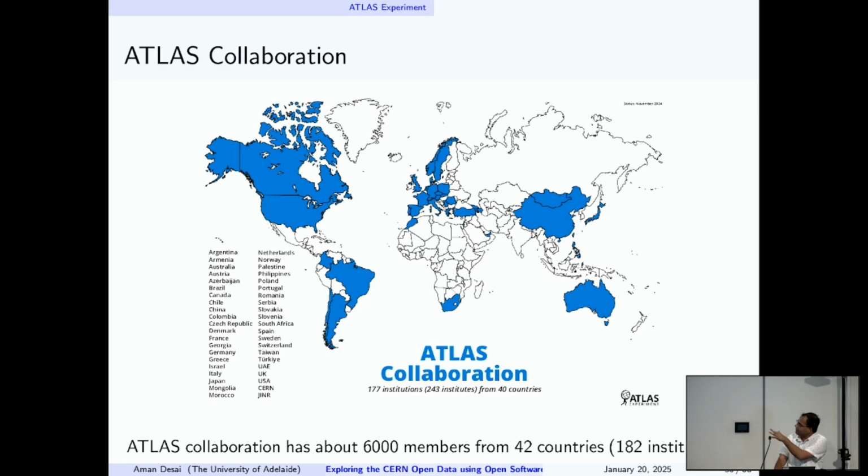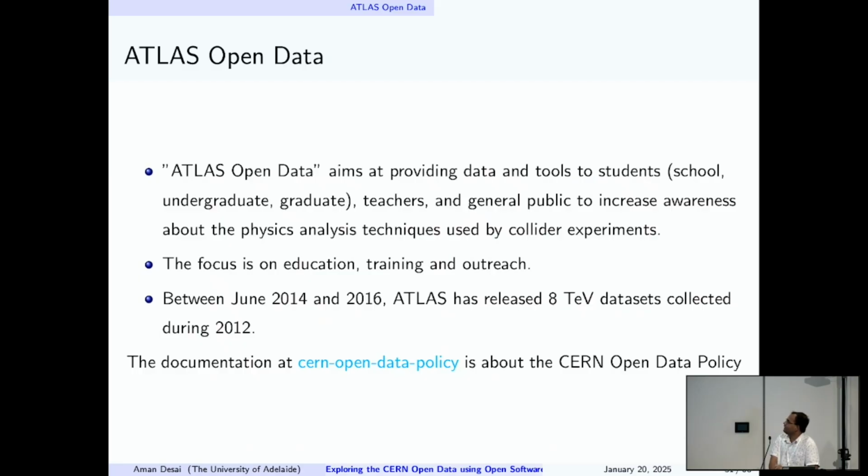It's 42. The map is a bit old. It's 1 month old, and now we have 42 countries. The aim of the open data is to provide data and tools to the public, and the idea is to increase physics analysis awareness, the focus being on education, training, and outreach.